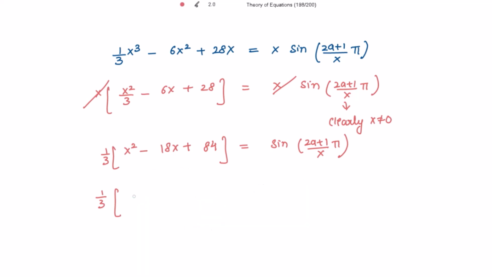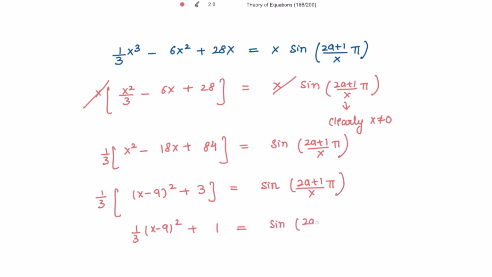So writing this, we get in the bracket x minus 9 whole square plus 3 equal to the right hand side. Let's multiply this inside again. We get 1 divided by 3 into x minus 9 whole square plus 1 equal to the right hand side. We need to find the values for this parameter a, which is non-zero. And for this, we also need to get the valid value of x for this equation, right?